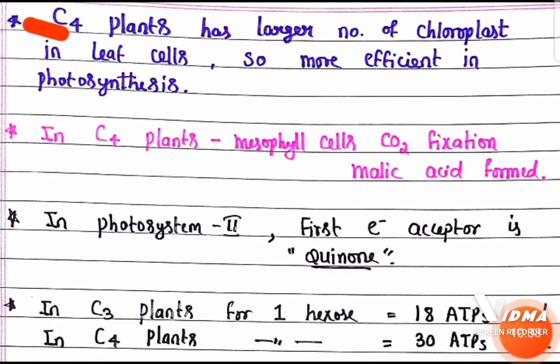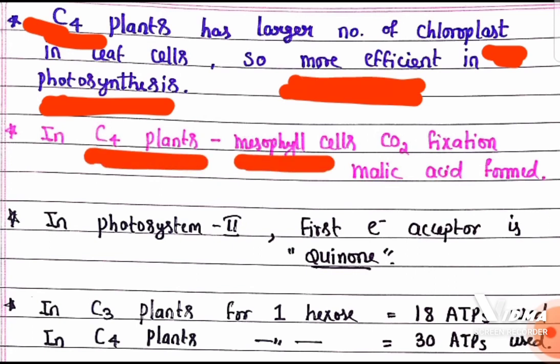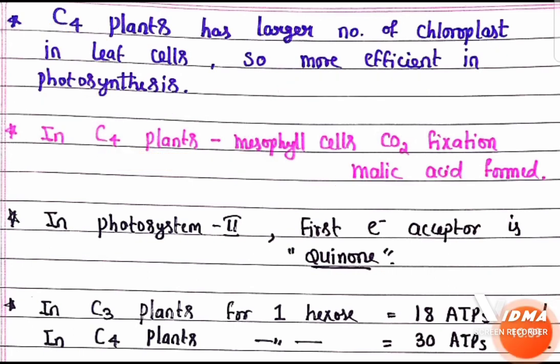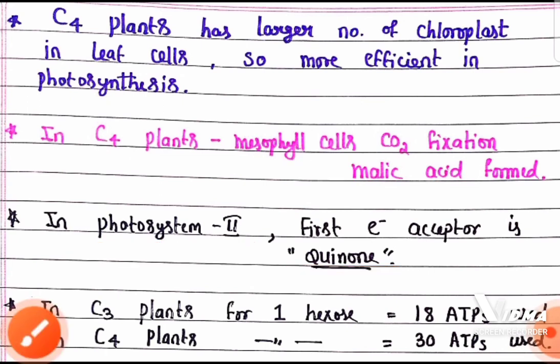Then remember, C4 plants have a larger number of chloroplasts compared to C3 plants. That's why C4 plants are more efficient in photosynthesis. Compared to C3 plants, C4 plants are more efficient in photosynthesis. In C4 plants, in mesophyll cells carbon dioxide is fixed to form malic acid. And in photosystem 2, quinone is the first electron acceptor. In photosystem 2 or non-cyclic photophosphorylation, the first electron acceptor is quinone. Whereas in photosystem 1, it is ferredoxin.